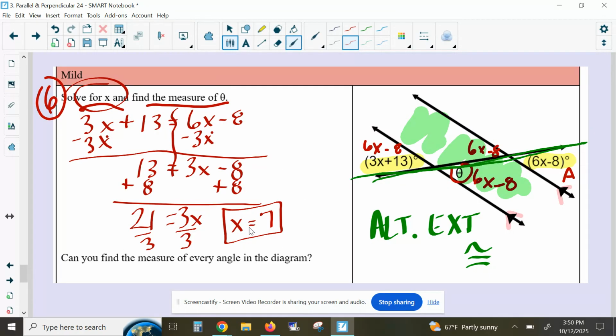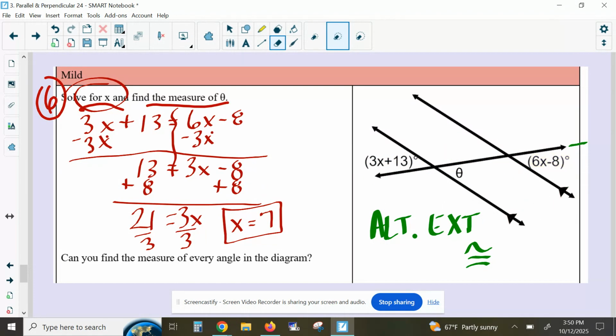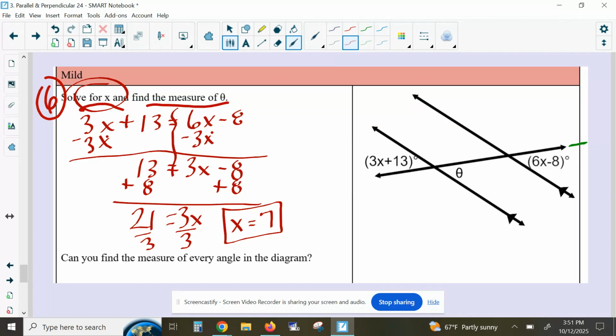So that means I have to plug this 7 back in for x. So I'm going to go ahead and erase all this stuff I have over here so we have some more clean room to work. Okay, so I'm going to go ahead and plug that 7 in right here. And I can even plug it in right here. So if I plug this in, we can do 3 times 7 plus 13. So 3 times 7 is 21 plus 13 is 34. So that means that this angle right here is 34 degrees.